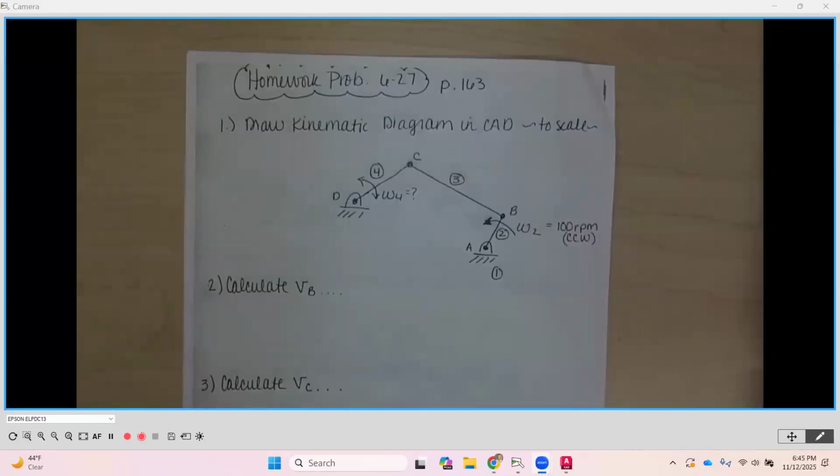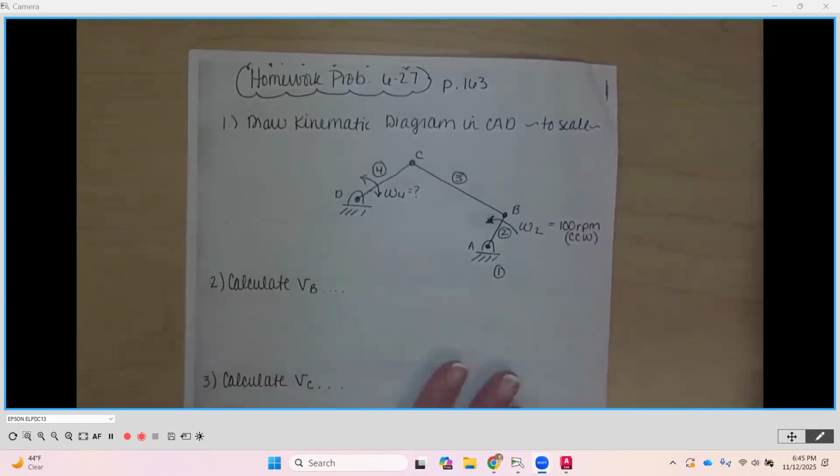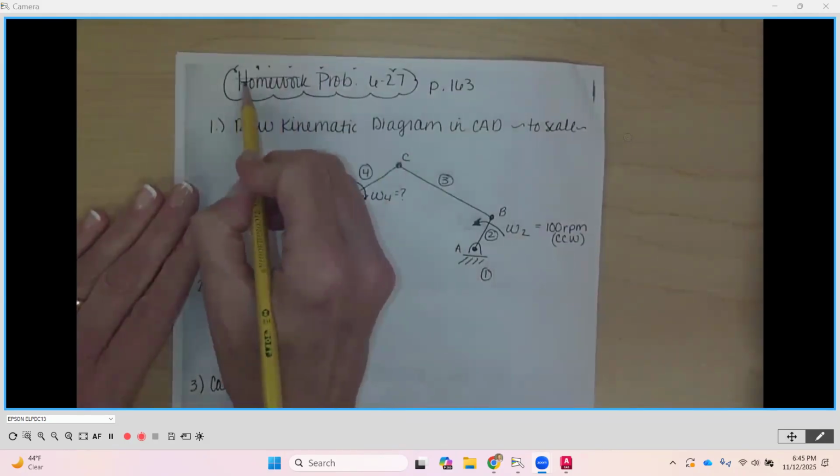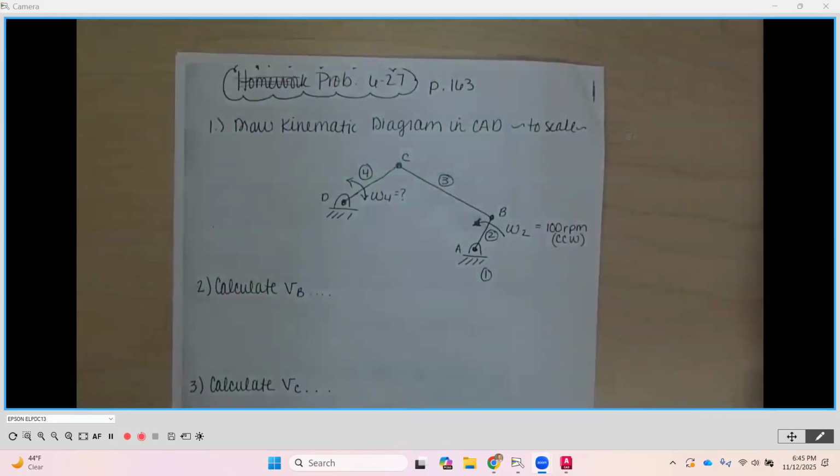Okay, so the last problem that we're going to be doing this evening is going to be the last page in our handout. This is not a homework problem, just so you know. It is not a homework problem. It used to be a homework problem. I took it out because we're doing it as part of our lecture.